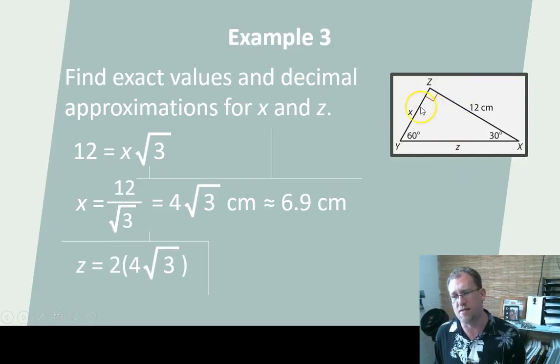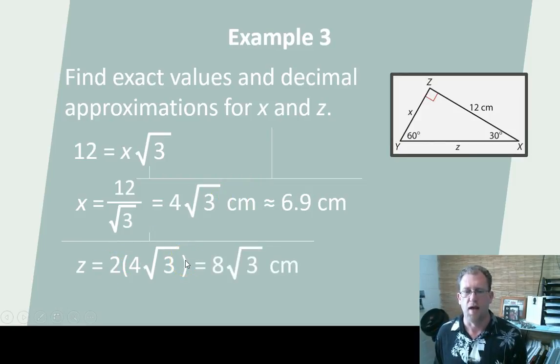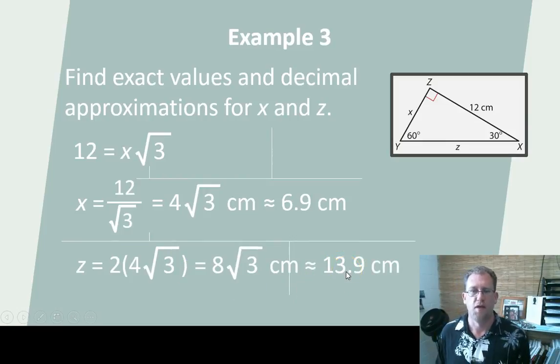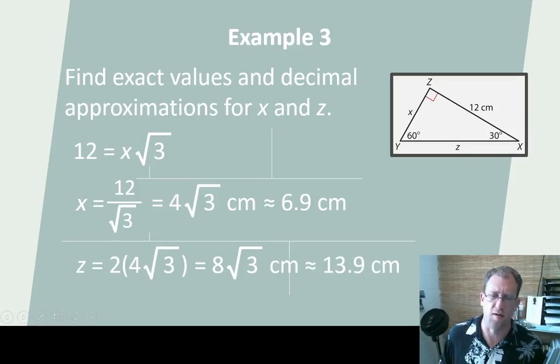Z then would be twice x. So if this is 6.9, this is 4 radical 3. Well, this would be twice 4 radical 3, or 8 radical 3. Then that would be 13.9. Okay? If you have questions over that, we'll go through several more examples in class tomorrow.